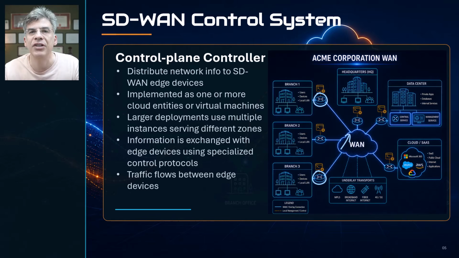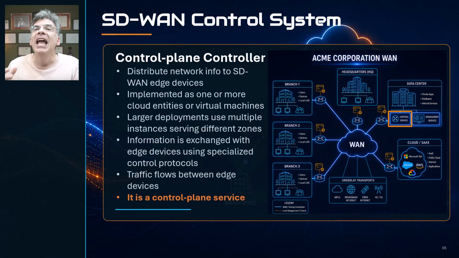the appropriate edge devices. Although the control service appears as a single entity in our Acme Corporation WAN, it should not be thought of as one physical box located in a single location. It's better to think of it as a control plane service that the SD-WAN edge devices connect to.